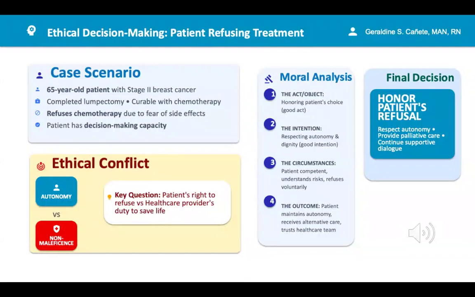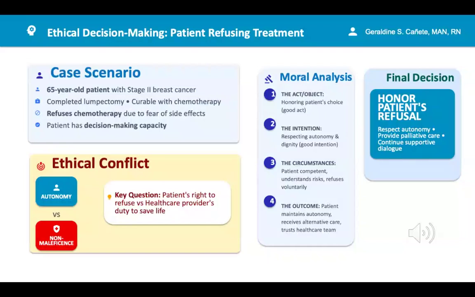Okay? Now, for the moral analysis, let's break down the moral analysis using our framework. For the act or the object, honoring the patient's choice to refuse treatment, the act itself is about upholding the patient's right to self-determination, which is good. For the intention, respecting the patient's autonomy and dignity. The intention is to empower the patient to make her own decisions and to live her life according to her own values. So that's also good.